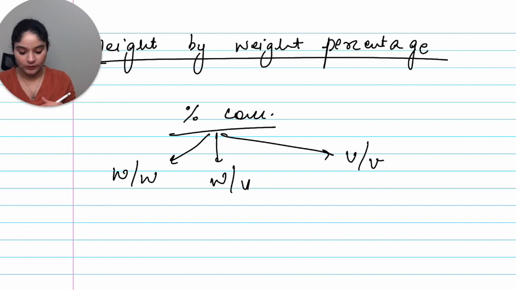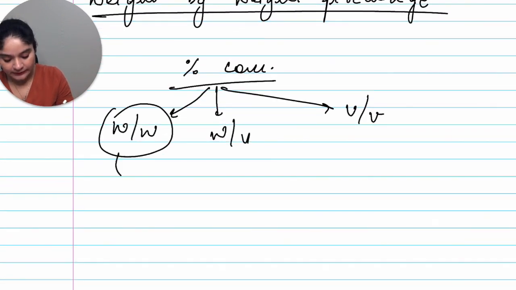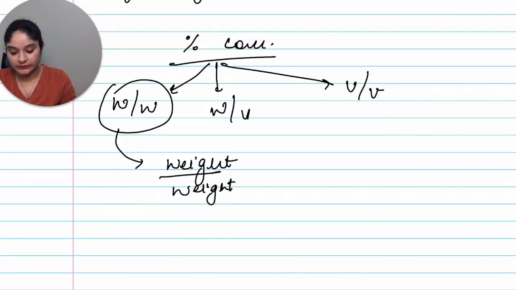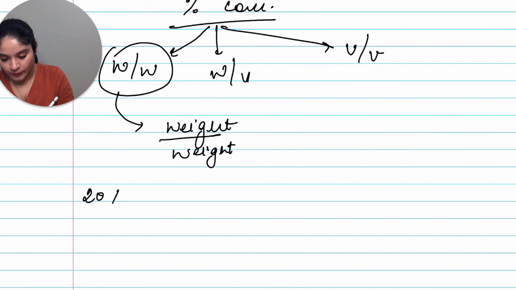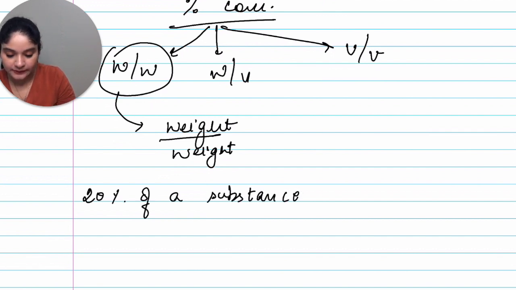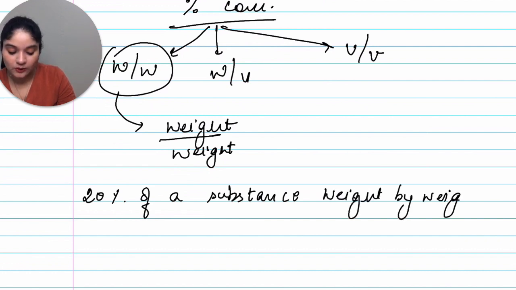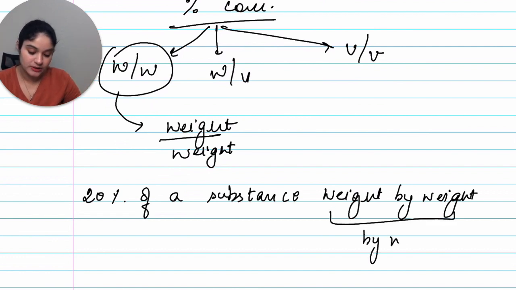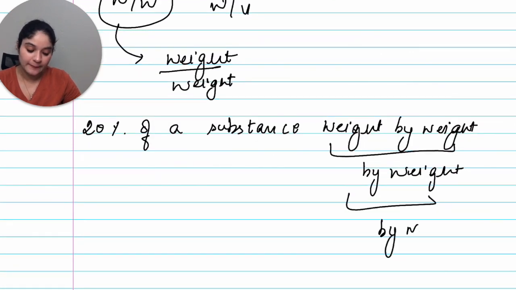So when I start with weight by weight, let's pick up that. So if I have weight by weight, what all information am I getting from this? So for example, let's say you get a statement, 20% of a substance weight by weight. Weight by weight can also be written as by weight only, or it can also be written as by mass.